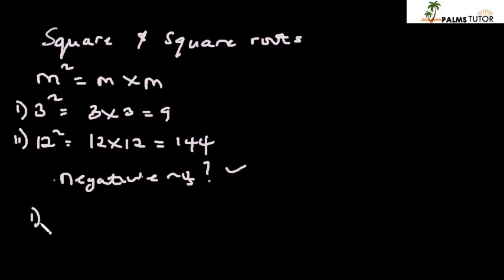So for example, minus 3 squared will be equal to minus 3 multiplied by minus 3. Minus multiplied by minus will give us plus. We don't have to write that. 3 multiplied by 3 is 9. So we see that 3 squared equals minus 3 squared. So both ways, squaring negative or positive numbers gives us the same value. So it's also possible to find the squares of negative numbers.